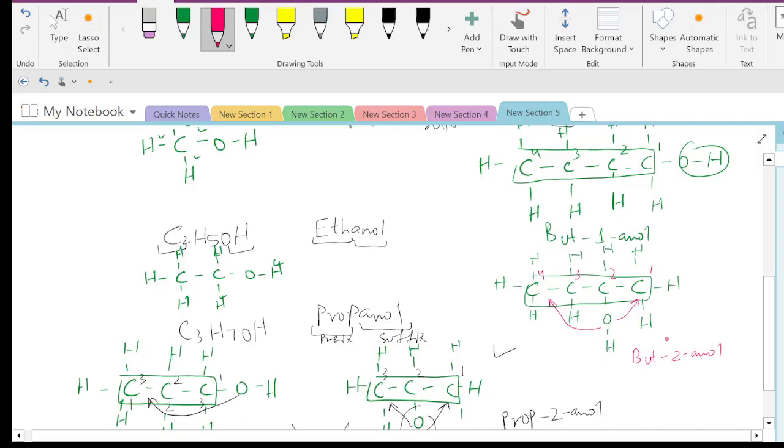Now but-3-ol is not possible because we cannot start the numbering from the left hand side carbon, as the functional group is too far away from it. So only two isomeric structures are possible, that is but-1-ol and but-2-ol. Why are they isomers? Because there is a change in position of the hydroxyl group from the first carbon to the second carbon, and they have the same molecular formula.